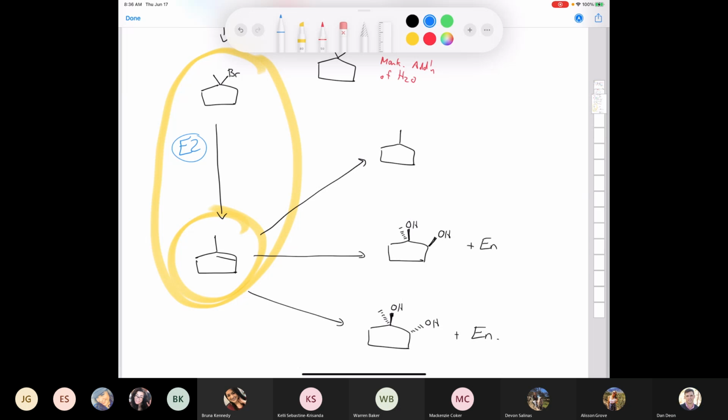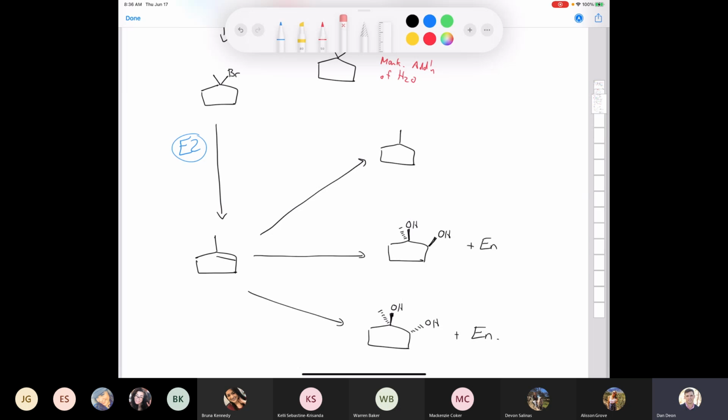Okay. Yeah, so I got a couple of votes here. All right, so this would be the Zaitsev product. Yes, absolutely. This would be the Zaitsev product. Okay, so let me write that down. Zaitsev. Right, the Hofmann product would be this one, where you have the double bond here. I can draw that a little better.